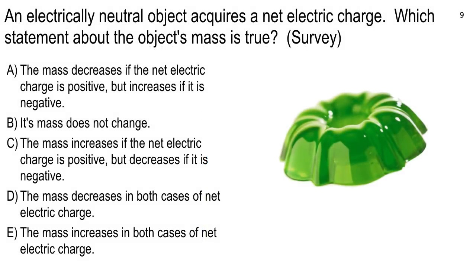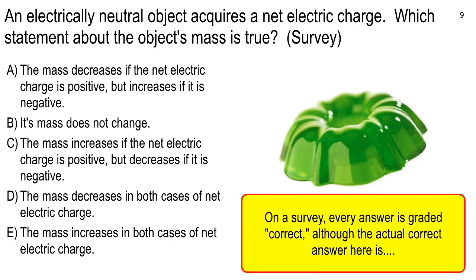All right, here's your question. Okay, and this is a survey. And on a survey, every answer is graded correct, although there is a correct answer. So this is kind of a technical question that I don't expect you to know the answer to. I just want to see where you stand. So let me start the question. You should be able to start, and now all you've got to do is type in A, B, C, D, or E, and then hit the send key.